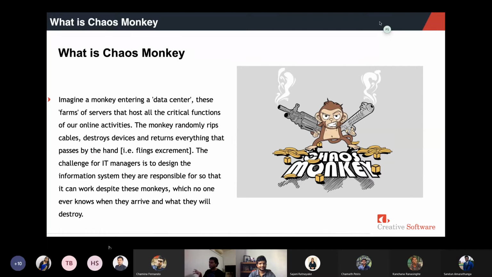So I will explain a bit about Chaos Monkey. The imaginary situation of Chaos Monkey is like, think of releasing a bad, naughty monkey into a data center. It will destroy the data center by pulling network cables, biting down plugs, throwing stuff everywhere, and it would be a mess in the data center. So this is what a chaos monkey does.